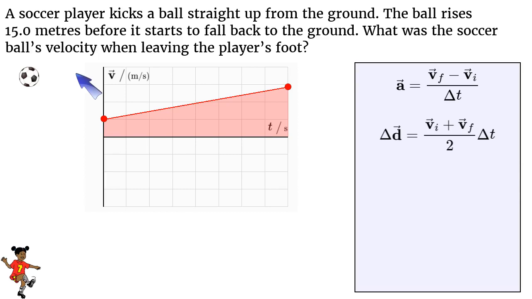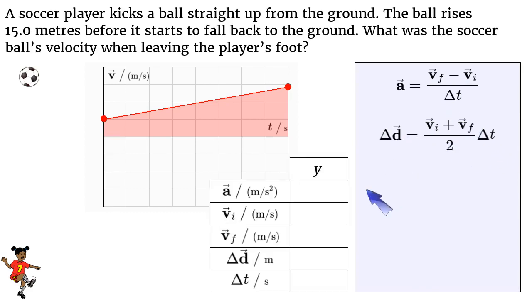Now, if we look at our two equations, we can see that there are 5 variables in total. We've got the acceleration, the initial and the final velocity, the displacement, and the time. So we can make a table. We can list the 5 variables that we're interested in solving for.